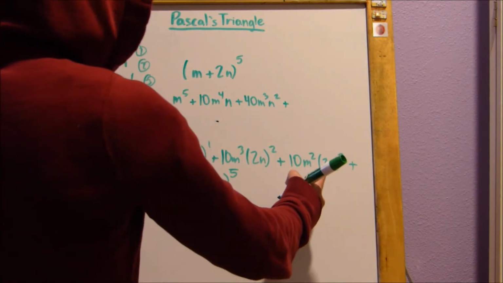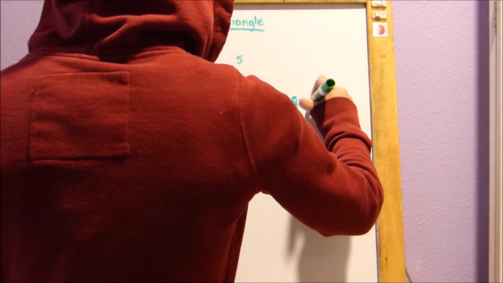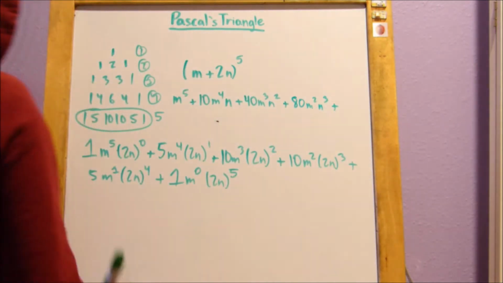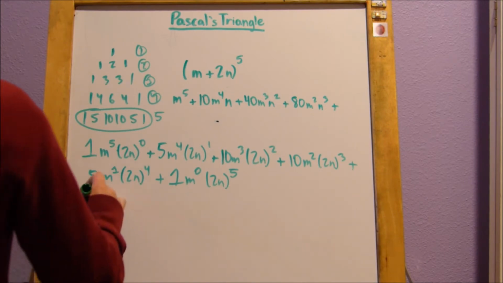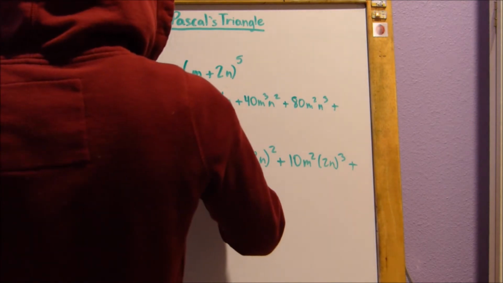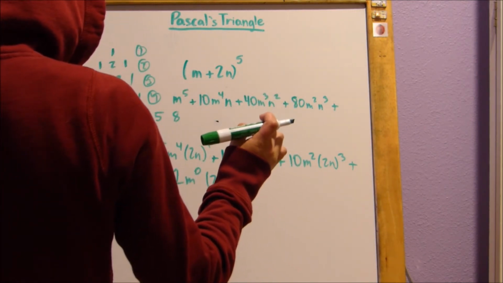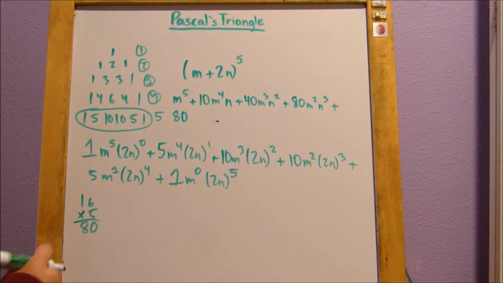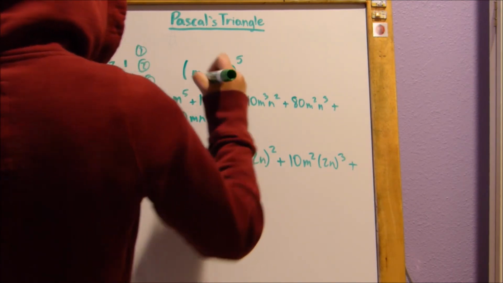Alright, then we have 2 to the 3rd, that's 8. 8 times 10 is 80. We have m squared and n cubed. Plus, we have 2 to the 4th, that's 16. 16 times 5, I don't know what that number is quickly, right, that's 80. Right? Yes, 80. I had a moment of self-doubt there. 80 times m times n to the 4th.